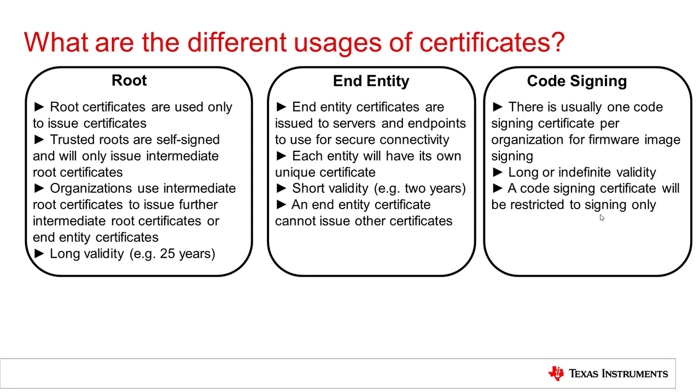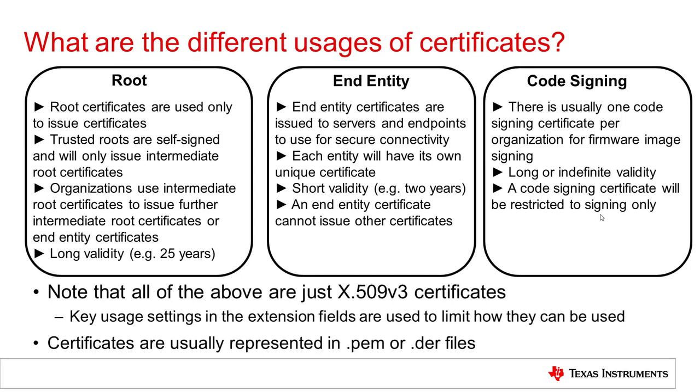And a code signing certificate will again be restricted to signing only. It won't be allowed to issue certificates like a root certificate, and it won't be allowed to act as an end entity certificate. Typically, code signing certificates often have a very, very long lifetime. So these are three common usages of certificates. One thing to stress is that these are all still just X.509 certificates, and it's really the key usage settings in those extension fields that are used to limit exactly how they get used.